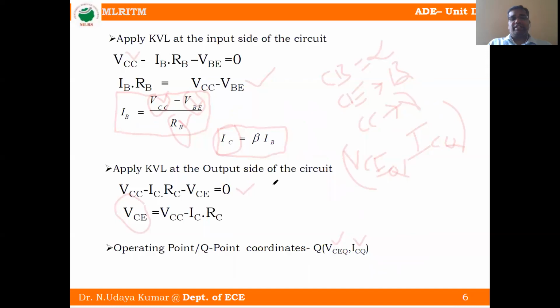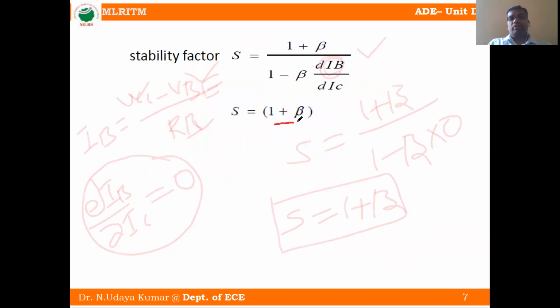But the stability factor is 1 plus beta. Beta has some value from 20 to 500 in common emitter. So beta varies from 20 to 500. For example, if beta is equal to 20, how much is S? S is equal to 21. So it is unstable, but the circuit is very simple. So this is called fixed bias, or base resistor method.